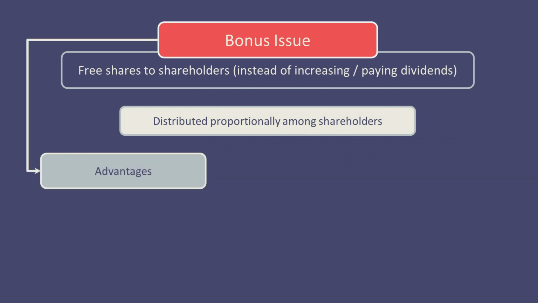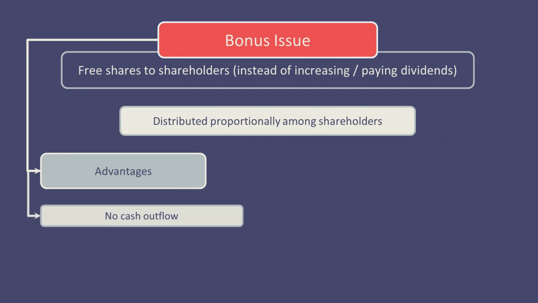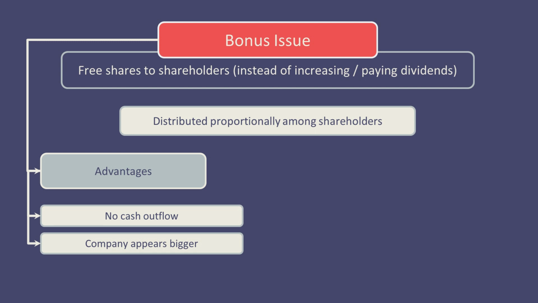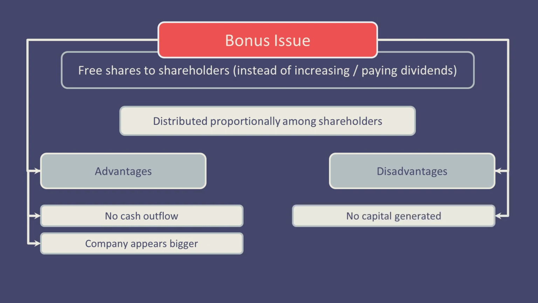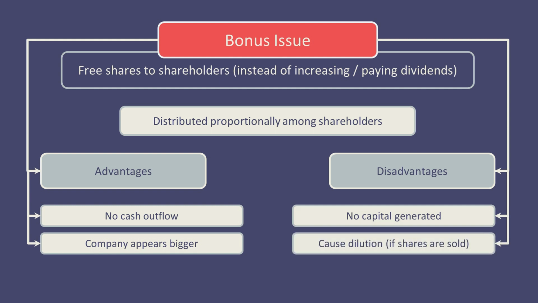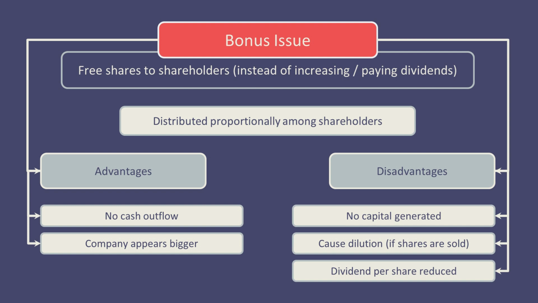The pros of bonus issues are the company can make a payment in kind without depleting cash reserves. With more shares issued, the company appears bigger. The cons are bonus shares do not generate any capital because they are issued for free. More shares mean that if shareholders sell the bonus shares, their control in the company is diluted. Also, the dividend per share is reduced as profits are paid out over more shares than before.